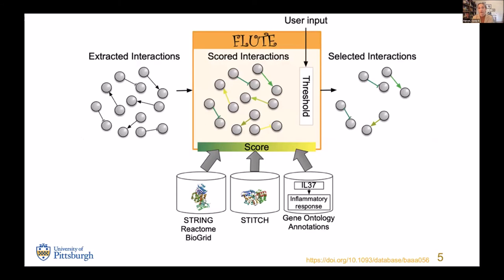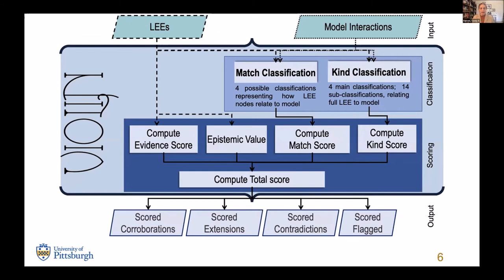And the central tool to today's talk is violin, which is what I've developed. Violin stands for verifying interactions of likely importance to the network. What violin does is it takes a set of LEEs and a baseline model, which is also usually represented as a set of biological interactions, and violin automatically judges how those LEEs relate to the model. Each LEE is given a numerical score to represent its relationship to the model, and this score is based on four factors: which nodes of the LEE are also found in the model, the classification category of the LEE, the number of times an LEE occurs in a given machine reading output set, which we call the evidence score, and the confidence in extraction, or how certain we can be that the LEE has been extracted correctly.